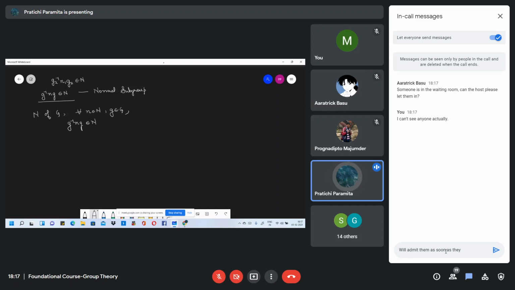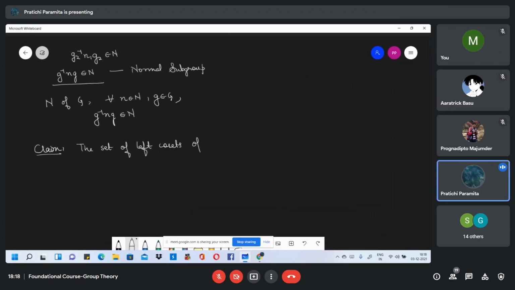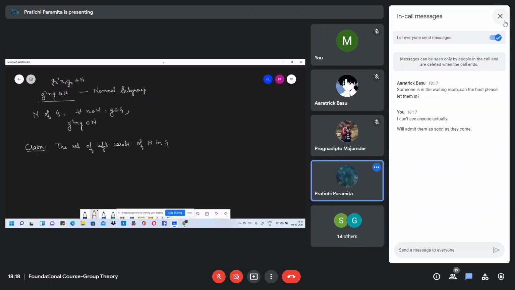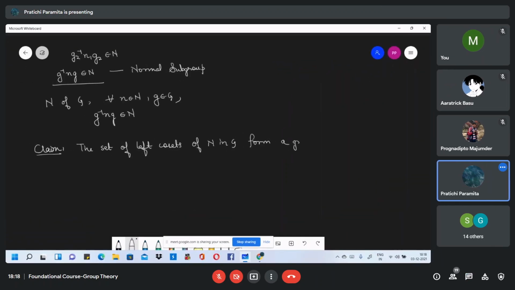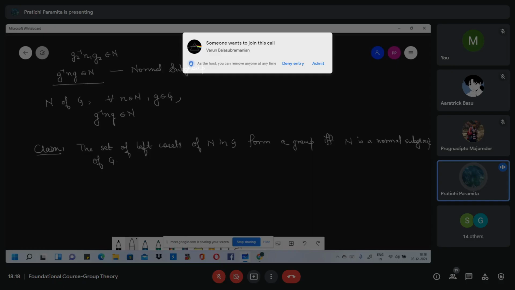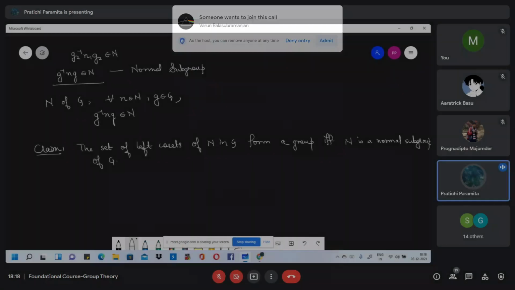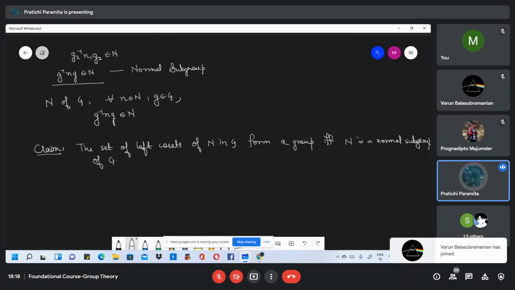So now I'll claim the set of left cosets of N in G form a group if and only if N is a normal subgroup of G. Before I go ahead and prove my claim, I'll talk a bit about quotients.